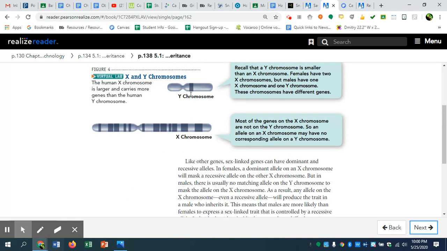So if you have one of each, and there is a recessive gene here for color blindness, well, then you're going to be colorblind, okay? Because you only have this one X. This Y doesn't matter because the color blindness gene isn't carried on the Y.